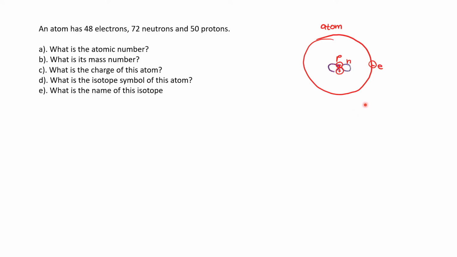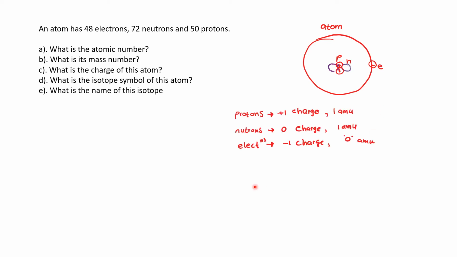So you have to remember that protons and neutrons are located in the nucleus and electrons are located outside of the nucleus. Protons have +1 charge and 1 atomic mass unit of mass. Neutrons have 0 charge and 1 atomic mass unit of mass. Electrons have -1 charge and the mass is negligible.